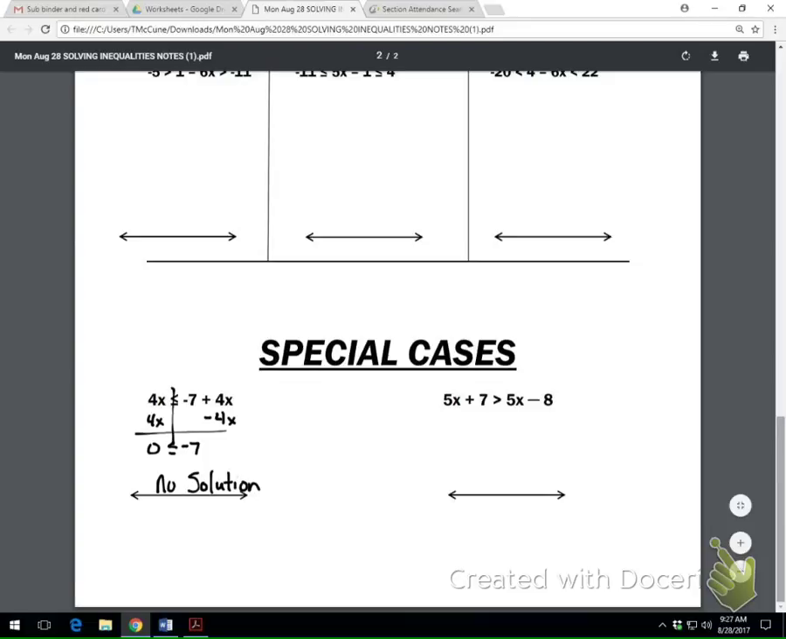Okay, so on the next one, move our letter. We got minus 5x. So that cancels and that cancels. So you got 7 is greater than negative 8. Is 7 greater than negative 8? Yes. So this would be infinite. So you either have no solution or infinite solutions if there's no letters in there after you cancel them out. Does that make sense? Okay.